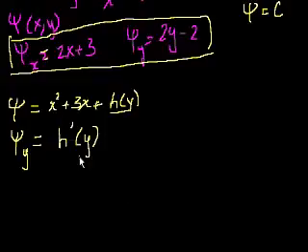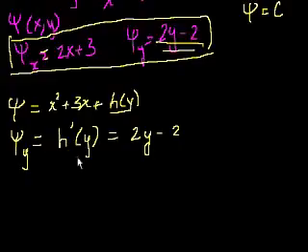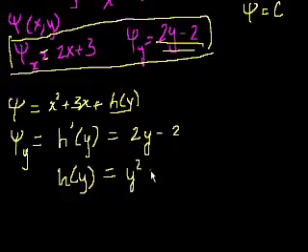So we know that h prime of y, which is the partial of xi with respect to y, is equal to this. So h prime of y is equal to 2y minus 2. And then if we wanted to figure out what h of y is, just integrate both sides with respect to y, is equal to y squared minus 2y. Now you could have a plus c there, but if you watch the previous example, you'll see that that c kind of merges with the other c, so you don't have to worry about it right now.